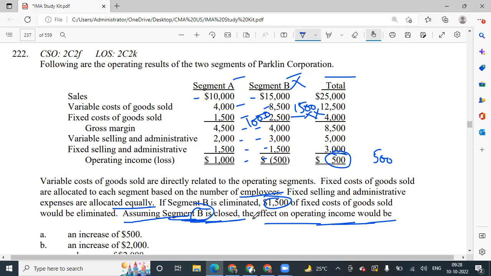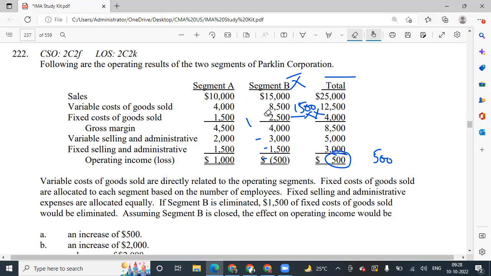Assuming segment B is closed, the effect on operating income would be. All right, I hope that this question is quite clear. But there is one point where we can make a mistake. So let me solve this first and then talk about where we can commit a mistake.